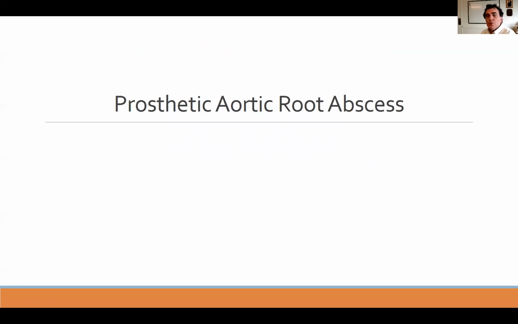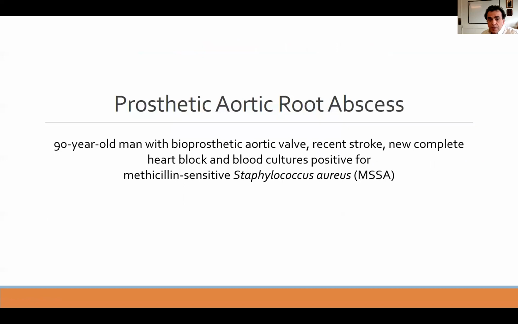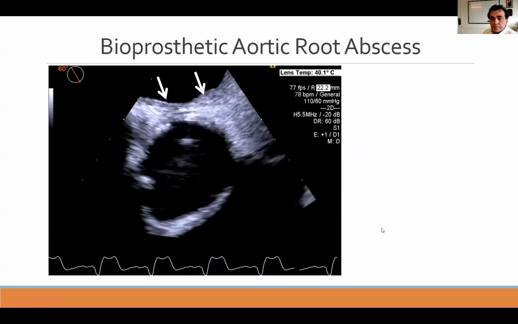More commonly, we saw aortic root abscess associated with prosthetic rather than native valves. This is a 90-year-old man with a bioprosthetic aortic valve, recent stroke, no complete heart block, and blood culture positive for methicillin-sensitive Staph aureus. Again, we have a known organism known to cause endocarditis in a patient with a prosthetic valve.